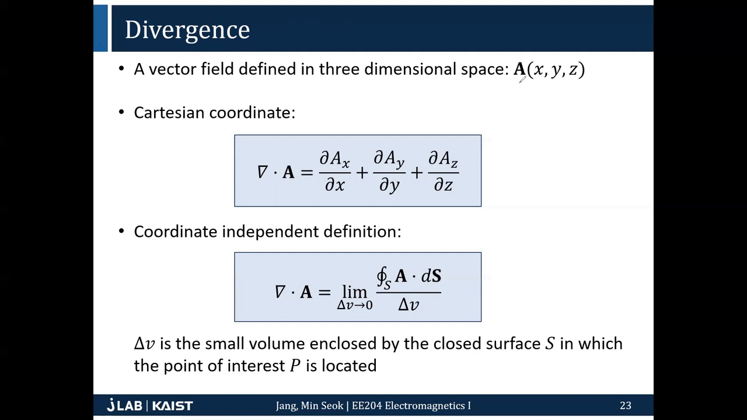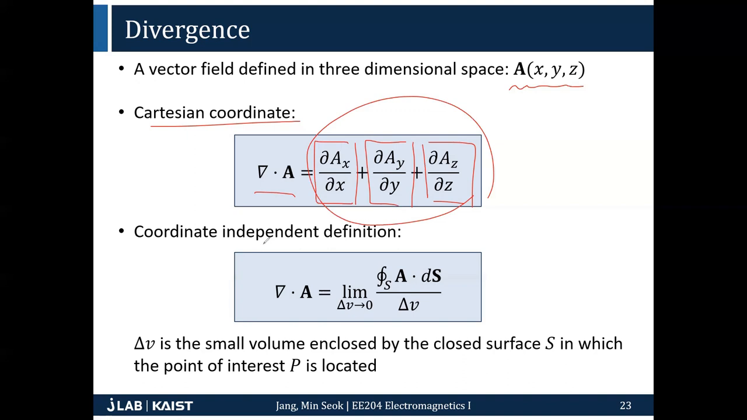If you have a vector field A as a function of x, y, z, then the Cartesian coordinate definition of the divergence is this: the partial derivative of Ax along the x direction, the partial derivative of Ay along the y direction, the partial derivative of Az along the z direction, and add them up. That is the definition of divergence in Cartesian coordinates. This definition is useful in calculating this quantity. But the thing is, if you go to another coordinate system, this definition doesn't work.